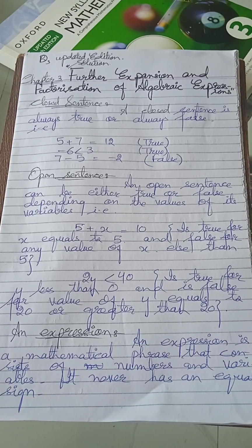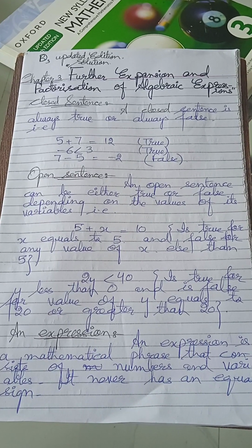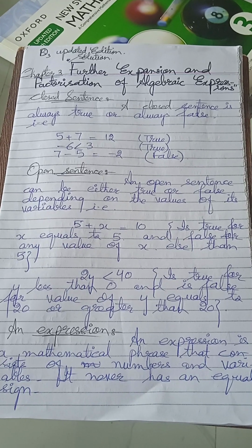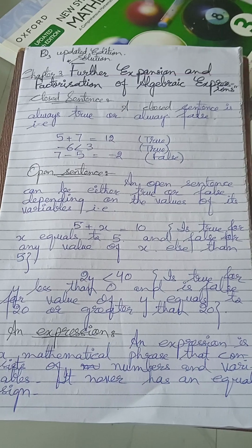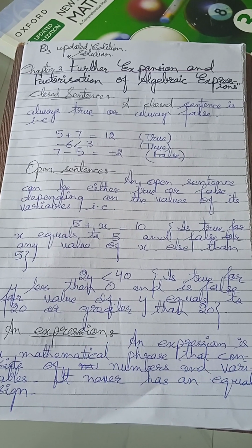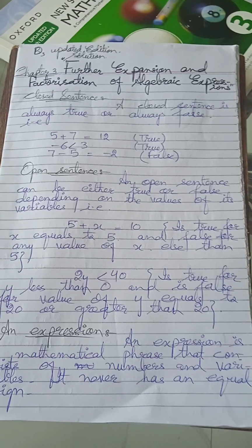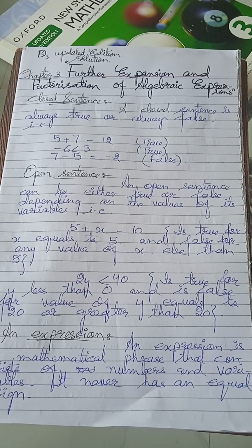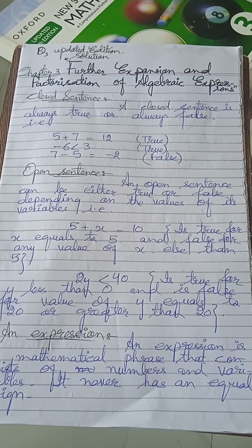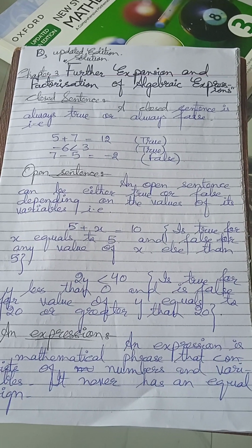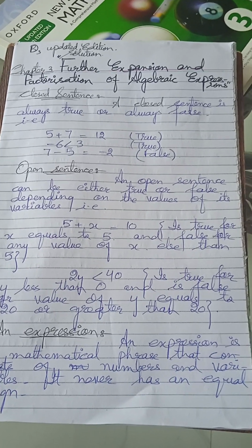Here we should first be familiar with what the types of sentences are. Basically, we have two types of sentences, that is closed sentence and open sentence. What is a closed sentence? A closed sentence is a sentence which is always true or always false. It means that there is only the possibility of one thing, either it is true or it is false.